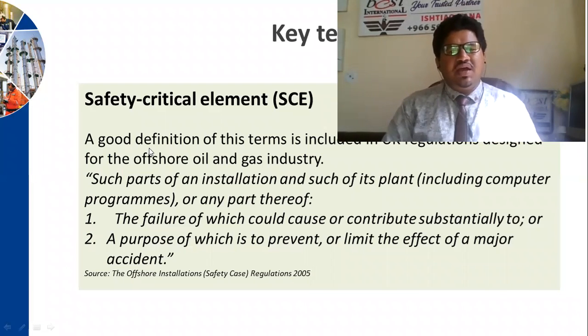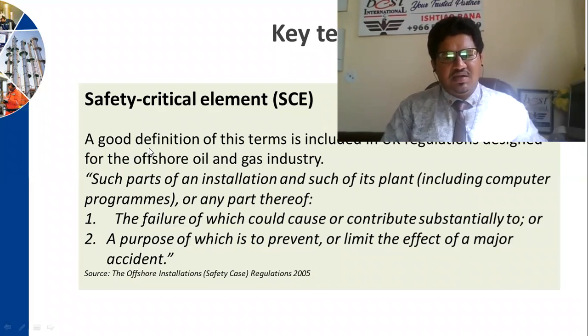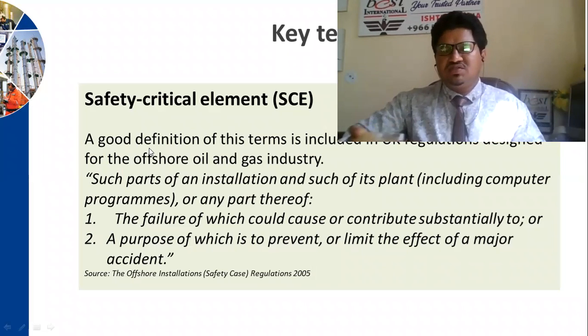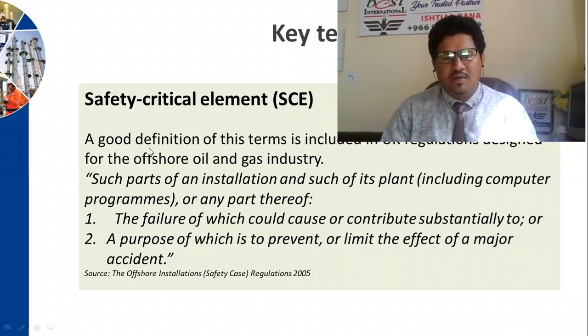So guys, you truly have to understand the safety critical system or element. A good definition of this term comes from the UK regulations designed for the offshore oil and gas industry.